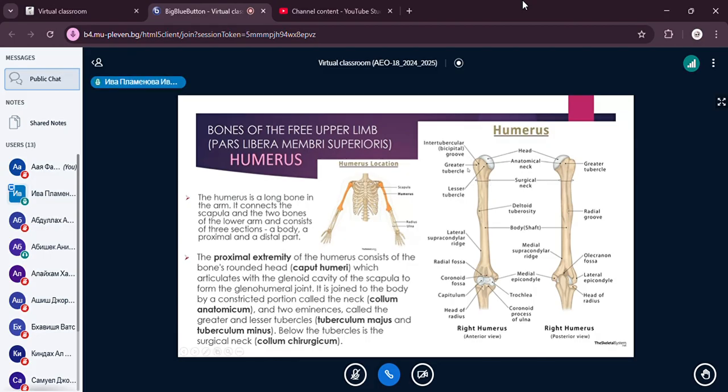And that's for the proximal end. You have to say the head, the anatomical neck, two tubercles, greater tubercle, lesser tubercle, and the groove between them, sulcus intertubercularis. Below the tubercles is the surgical neck, collum chirurgicum.